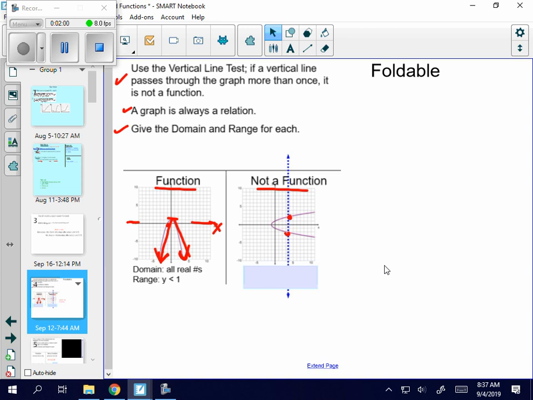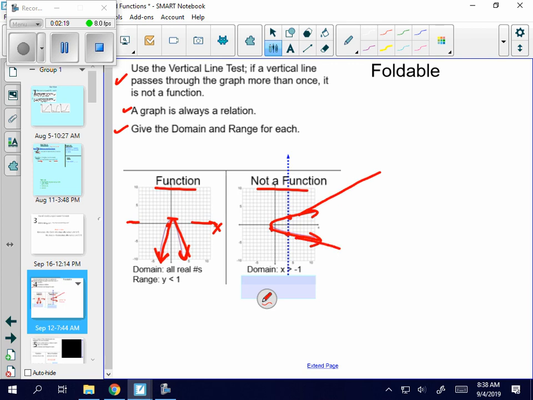Now let's look at this one. It's not a function. It's a parabola that's sideways. I see that my x values start here at -1, and then they keep getting bigger. So what does it say about that? That means our domain starts at -1 and gets bigger. Our y values, this parabola will keep getting wider and wider, go higher and lower. So our range is all real numbers.